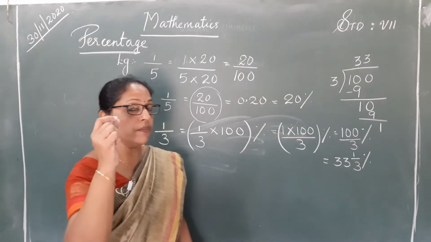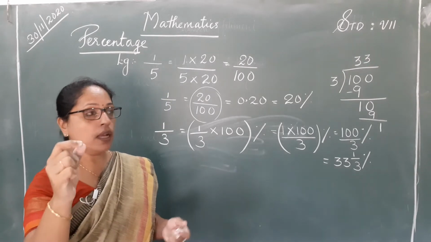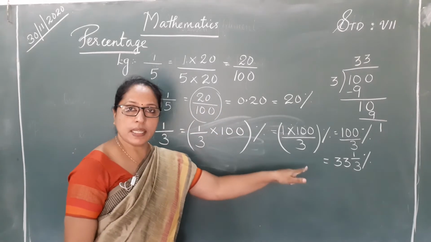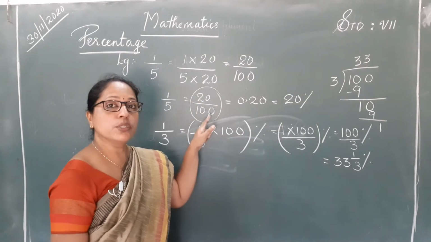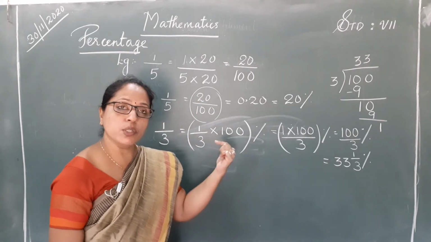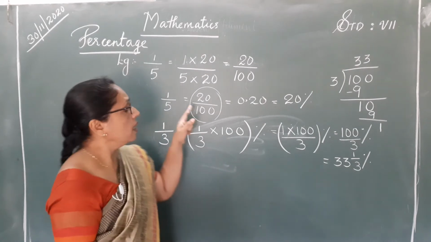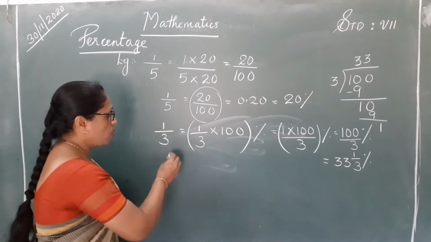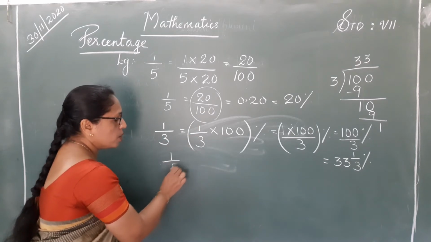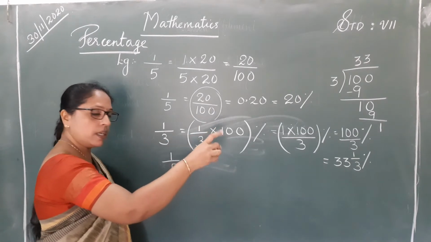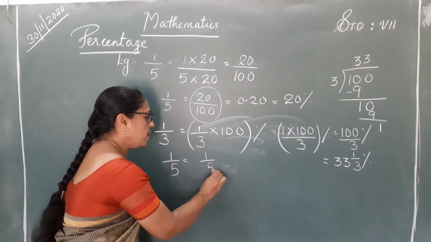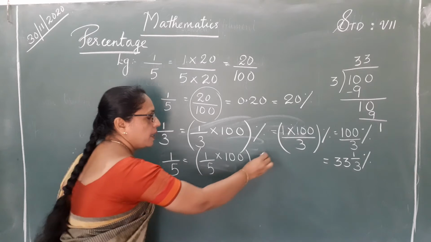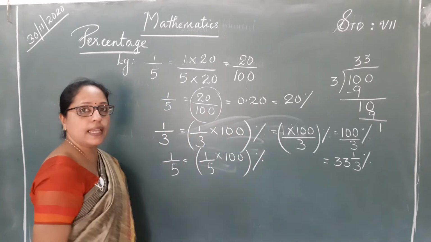Okay. So here we are learning a new thing. How can we change a fraction to percentage without changing it into an equivalent fraction? Now let's take this example. What we did through equivalent fraction, 1 by 5. There also we can follow the same rule. So 1 by 5 into 100 and put the symbol of percentage.